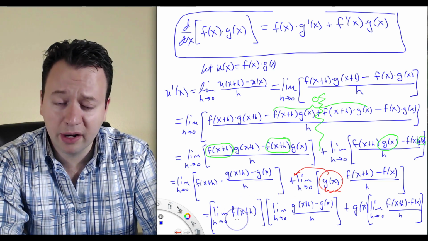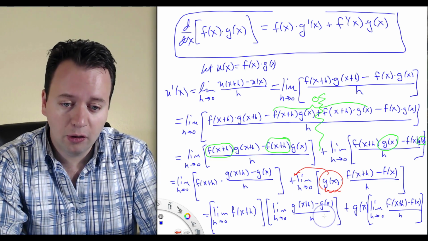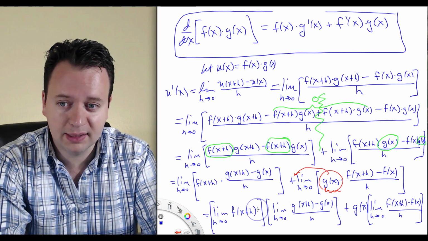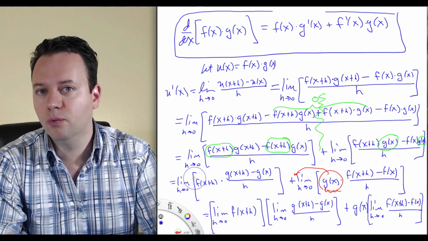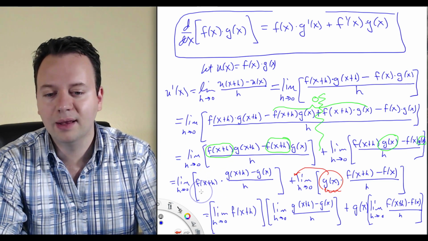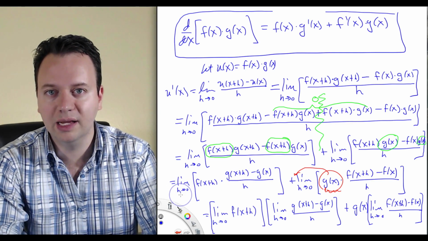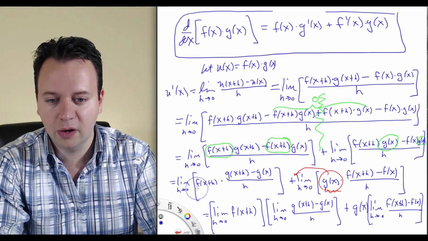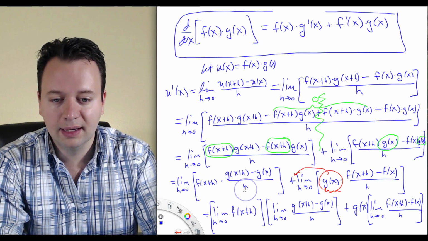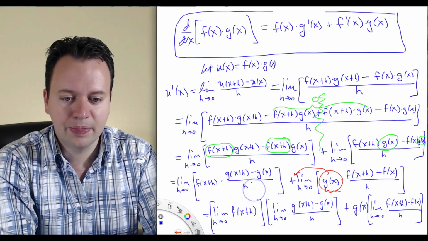And I'm allowed to break this apart as long as this limit exists and this limit over here exists. So as long as both of these exist individually, I'm allowed to say that the limit of one function times another, in other words, the limit of a product, is the product of the limits as long as each of the limits exists. So as long as the limit of this one exists and the limit of this one exists, I can write this out like that. That's just one of the basic limit laws.